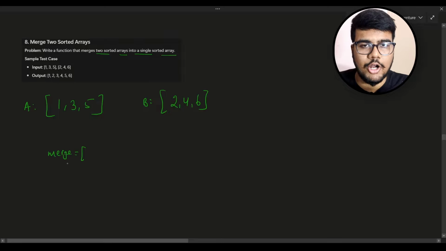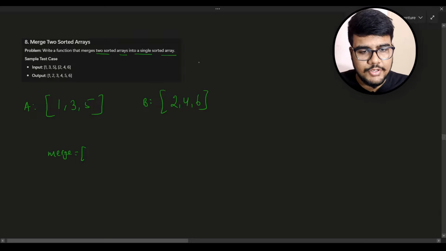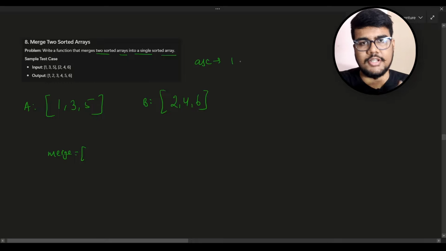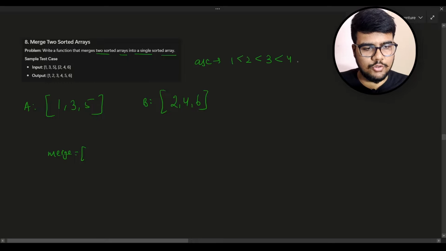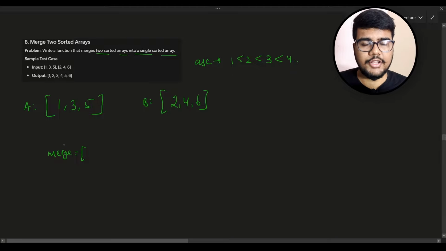I have created a merged array where I'm merging both of the arrays following the sorting rule. What sorting means is that, if it is ascending, every element should be less than the following element. 1 should be less than 2, 2 should be less than 3, 3 should be less than 4, and so on. Now, just forget about programming for now and think how you can solve it visually.